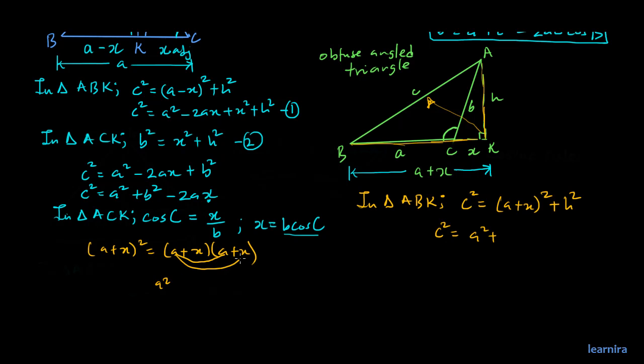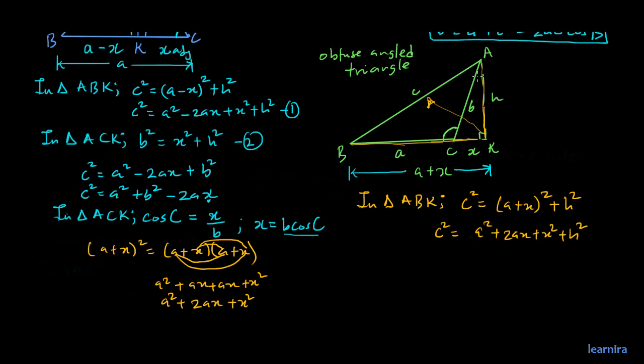Now a times x will give us plus ax, x times a will give us plus ax. Now plus x times plus x will give us plus x squared, and this will be a squared plus ax plus ax, which is 2ax plus x squared. So this will be a squared plus 2ax plus x squared plus h squared.